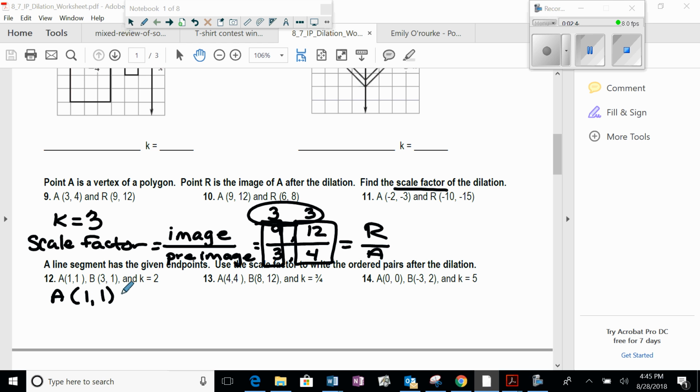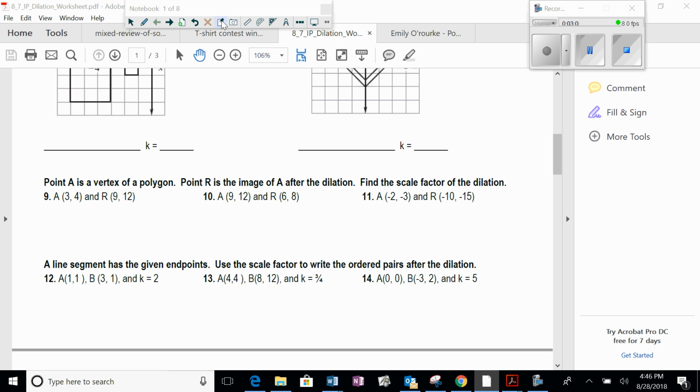And I'm going to multiply it times my scale factor of 2. So I'm going to multiply 1 times 2 and 1 times 2 so that I get 2, 2, which is A prime. I'm going to do the same thing for B. I'm going to have to erase this so that I can see what that number is. So A was 1, 1, and A prime became 2, 2.